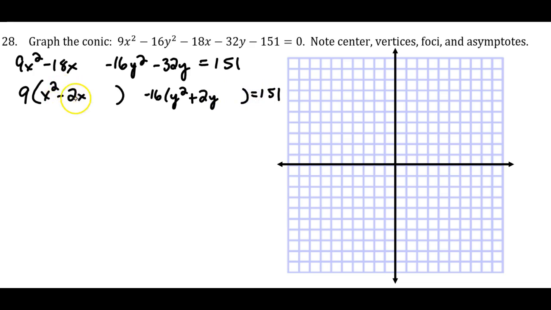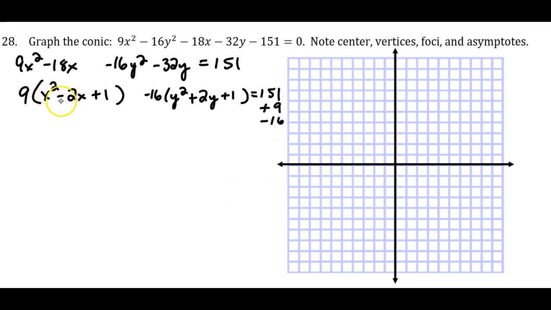Completing the square here, I'm going to take half of negative 2. That's going to give me negative 1 and square it. That's going to be a positive 1. But remember, I'm not just adding 1 to the left side here. If you distribute the 9, you're really adding 9 to the left side. So I need to add 9 to the right side. Over here, half of 2 is 1. Squared is 1 again. But what I'm really doing is subtracting 16 when you distribute that negative 16. So I need to subtract 16 from the right side also.